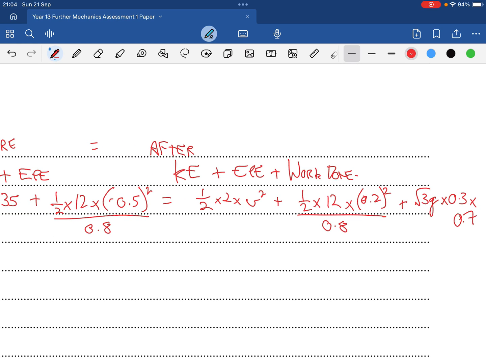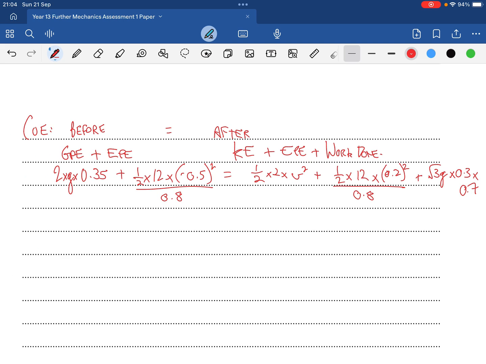And actually, if we just zoom out and think for a second, we have lots and lots of numbers in here, and the only thing unknown is the v squared. So this is exactly what we need to do to find the value of v. At this point, it's just quite a lot of calculating then. So 2 times g times 0.35, this should be 7, plus we've got 1/2 times 12 times negative 0.5 squared over 0.8. That gives me 15/8, or 1.875.